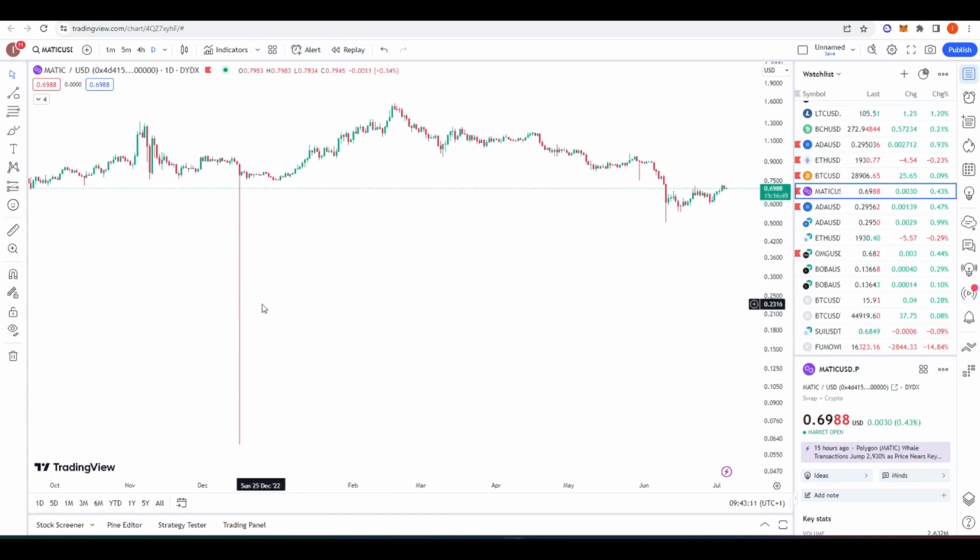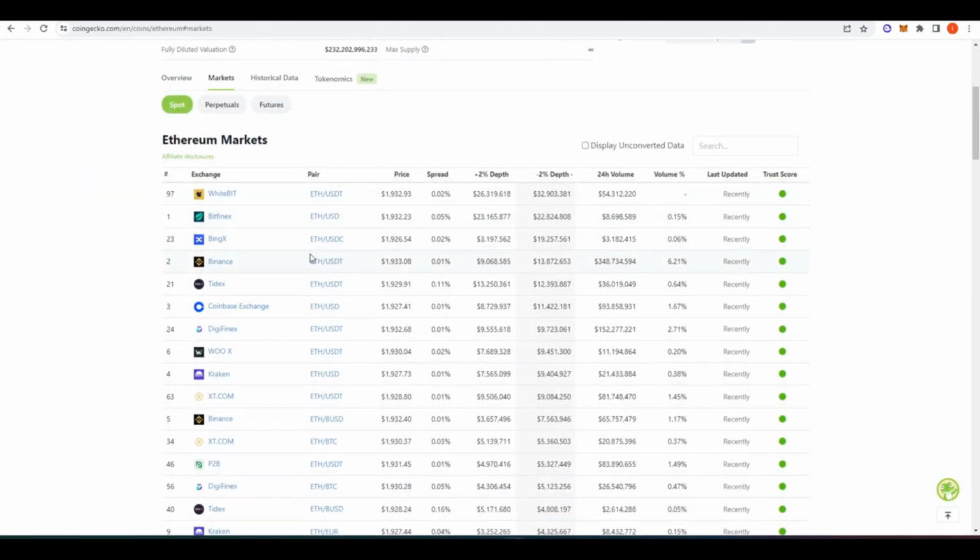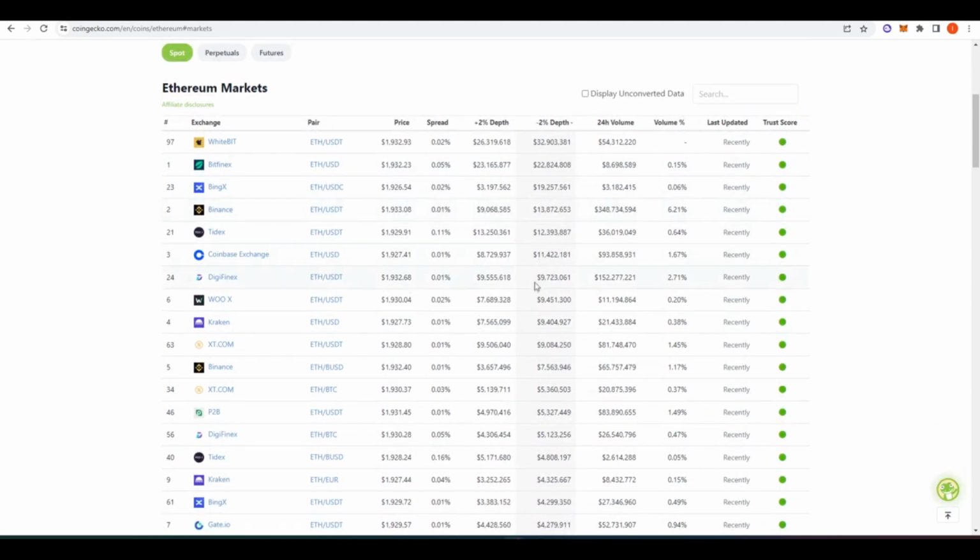On Matic, DYDX, for example, it probably didn't take that much money to send the price of Matic perpetual futures down 95%. Probably only a couple million. And this was probably just a fat finger mistake by some large whale. Whereas on Bitfinex, for example, it'd take $22 million. Binance, $13 million. Woo, $9 million.